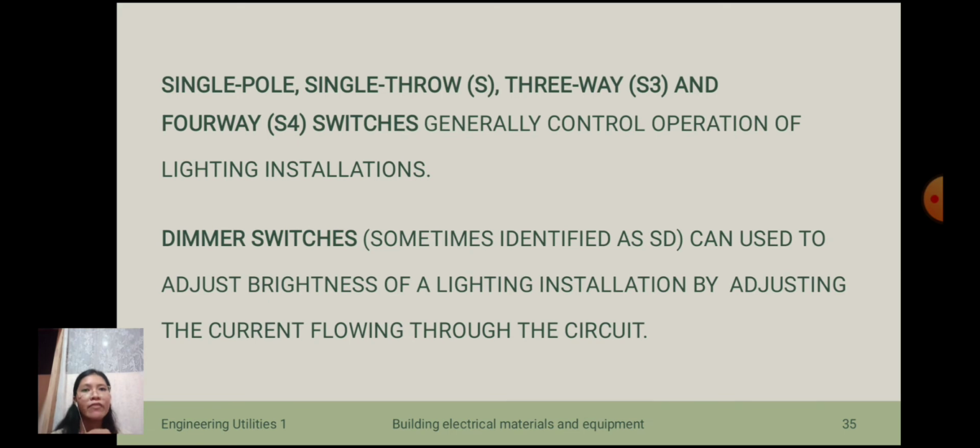And then we have the single pole, single throw, 3-way and 4-way switches generally control operation of lighting installation. And then the dimmer switches, sometimes identified as SD, can be used to adjust brightness of a lighting installation by adjusting the current flowing through the circuit.